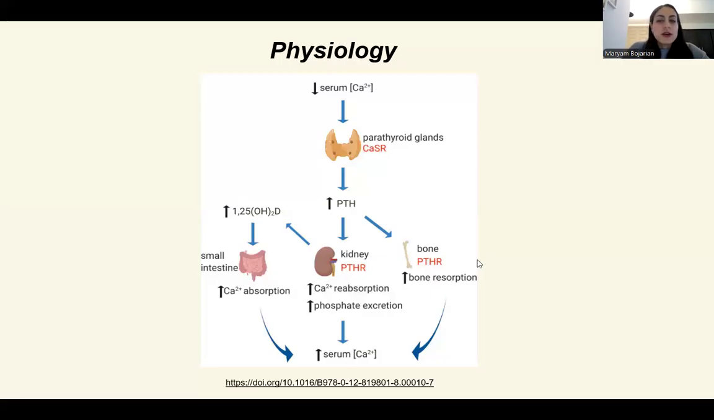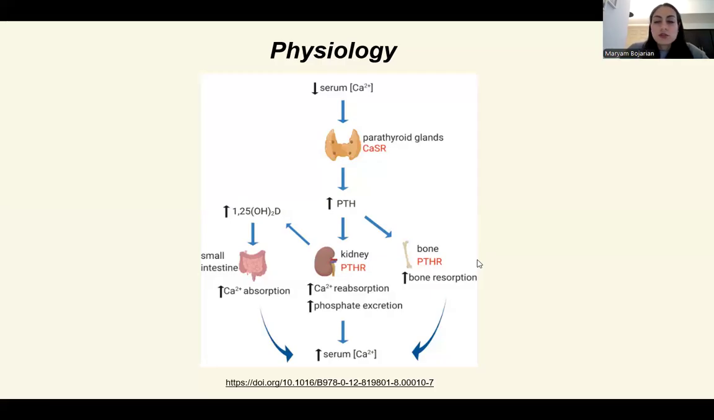And the overall effect: calcium and phosphate are mobilized from bone and absorbed from the intestine, but the kidney retains calcium and excretes excess phosphate. Serum calcium normalizes, phosphate remains stable, and PTH secretion decreases.